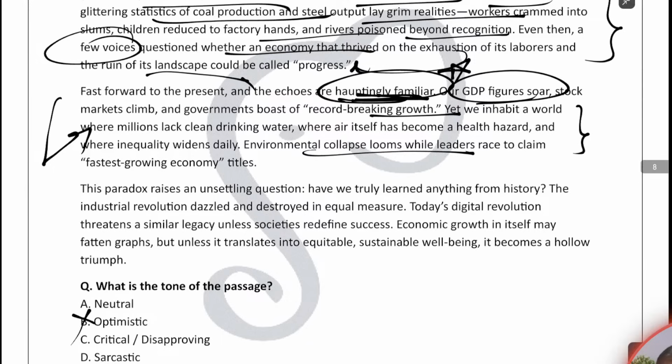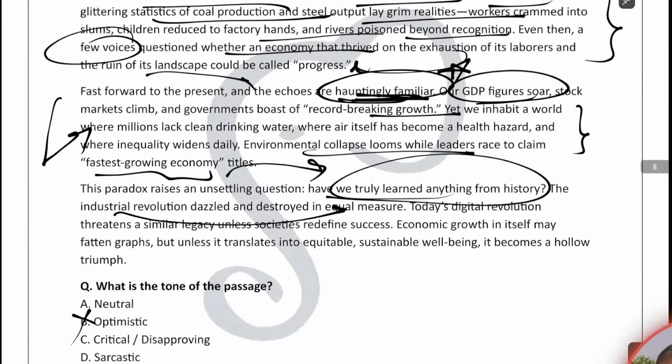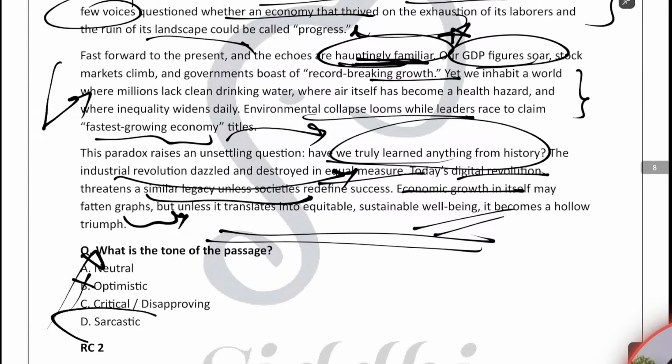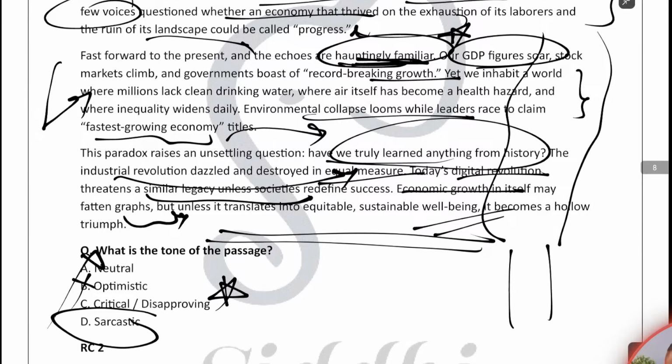And there is a paradox. The paradox is a question. Did we learn anything from history? The industrial revolution destroyed, and the digital revolution is doing the same thing. So this is also not a neutral one. Economic growth in itself may fatten graphs, but unless it translates into sustainable well-being, it becomes a hollow triumph. See, this is a sarcastic one rather than a critical one. The smokestack is nothing but a chimney, and you have a lot of smoke coming out.